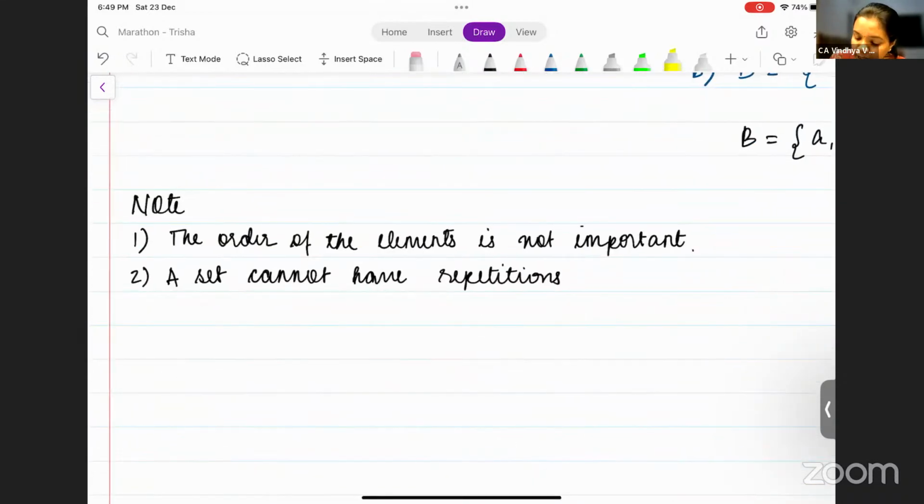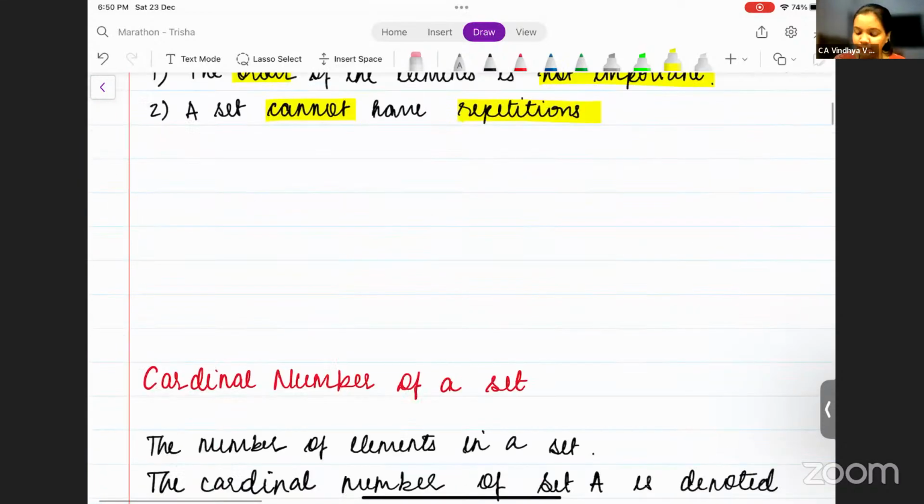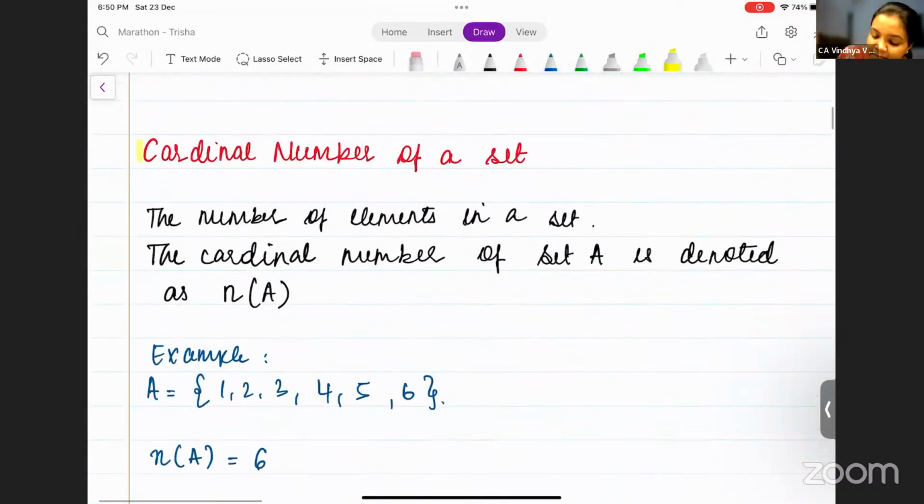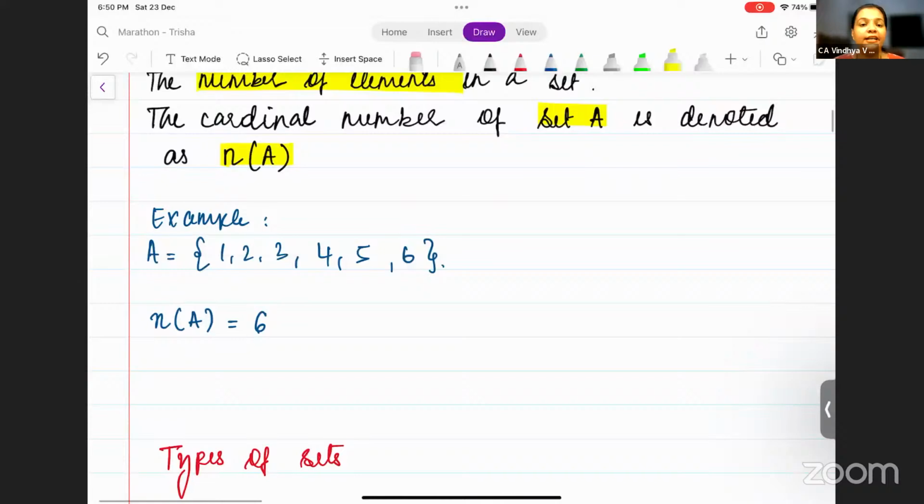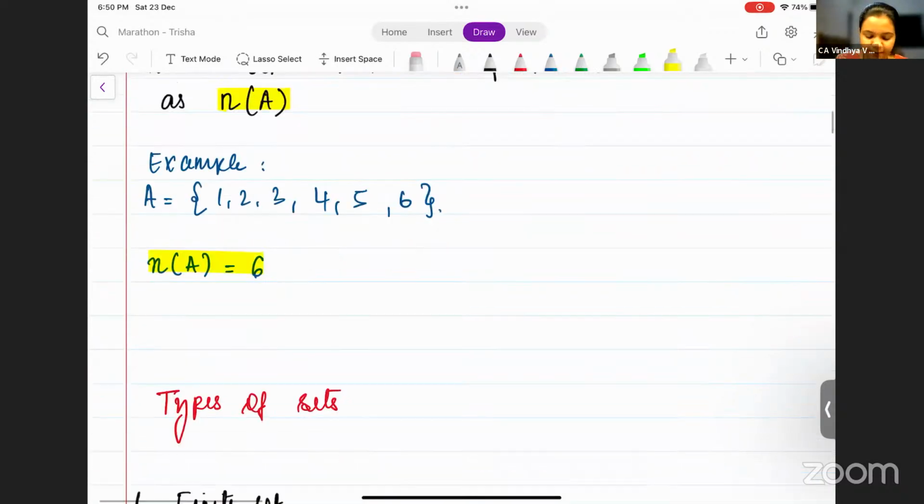This is already spoken about: the order is not important, and a set cannot have repetitions. If there is a repetition, it is not a set. Next is cardinal number, which means the number of elements, denoted as n of A. So if a set A is given, the cardinal number of set A is n of A. Here you have a set A which has 6 elements, so n of A is equal to 6.